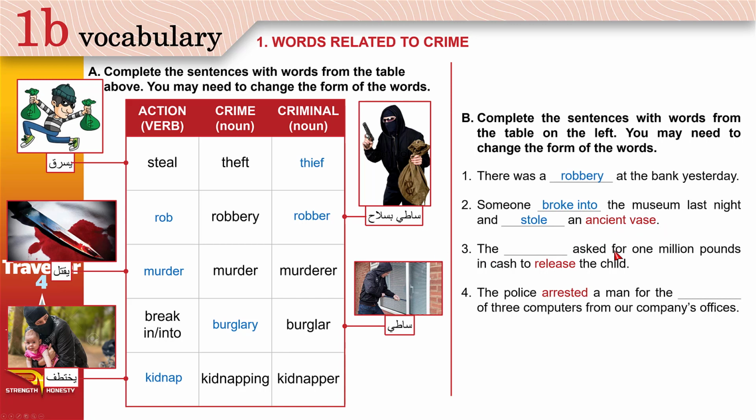3. The ___ asked for £1 million. Pounds is the currency, the money used in Britain. In Saudi Arabia, we use riyals, Saudi riyals. In Britain, they use British pounds. £1 equals almost 5 Saudi riyals. I'm not quite sure, maybe more, maybe less. ___ in cash, to release the child, release, let go of the child. So the kidnapper wanted £1 million, more than 5 million Saudi riyals, to let the child go.